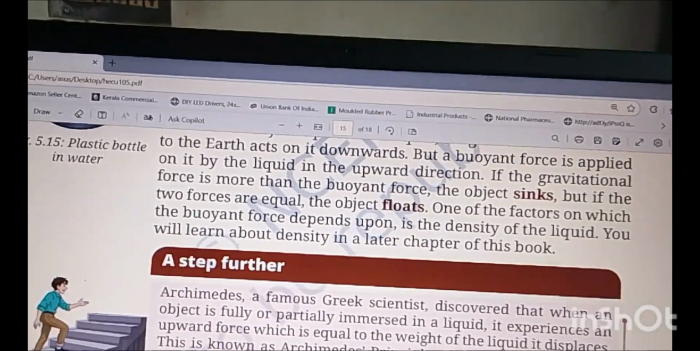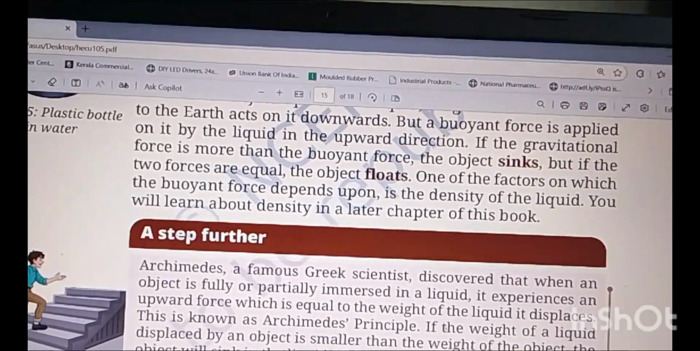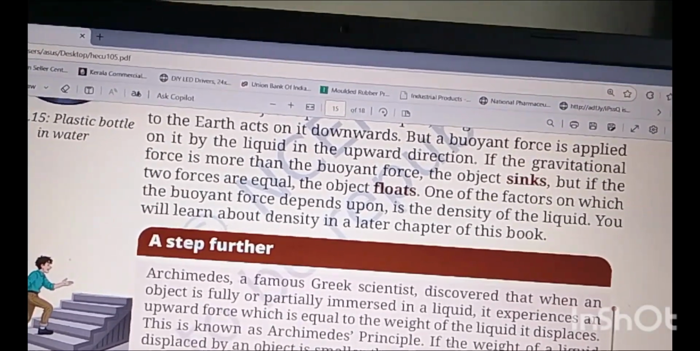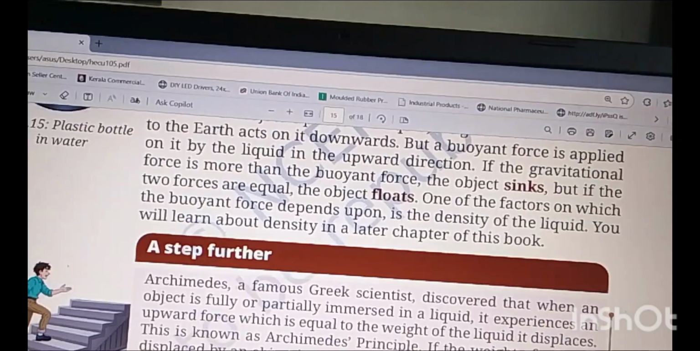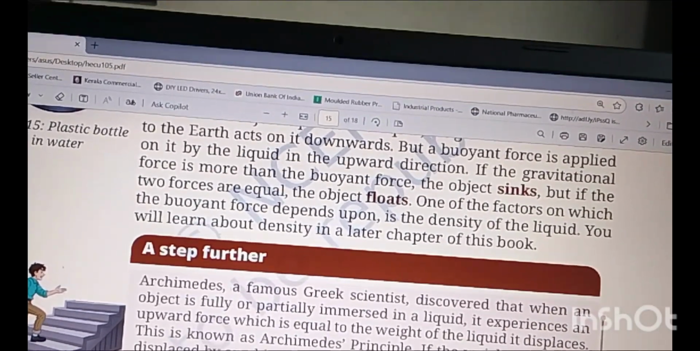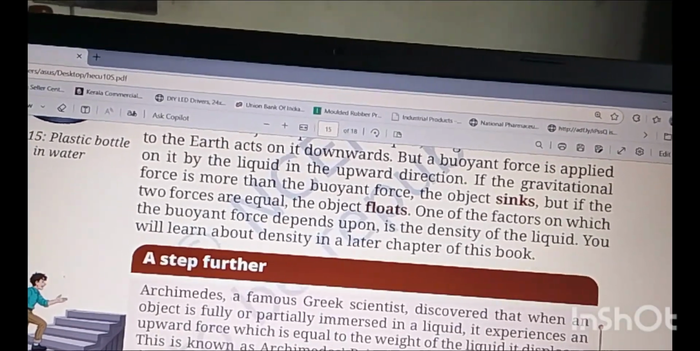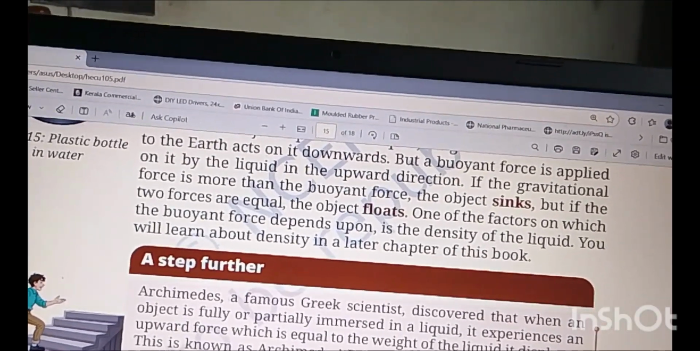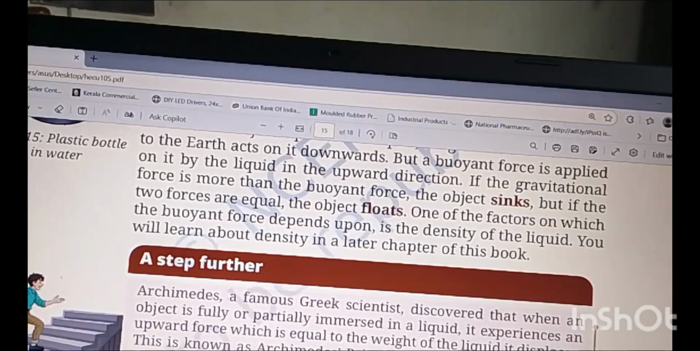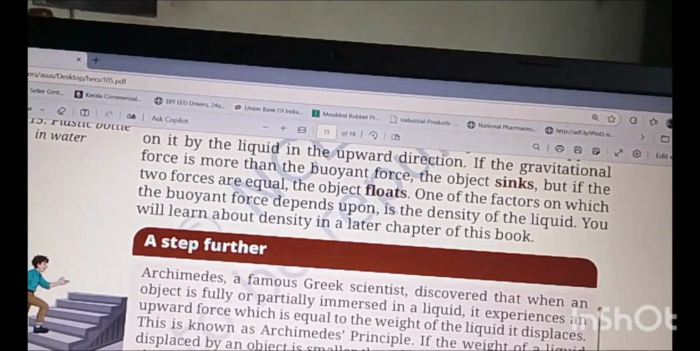And there is another important thing, that is Archimedes' principle. The scientist Archimedes found out that if the weight of the liquid displaced by an object is smaller than the weight of the object, the object will sink in the liquid. If the weight of the liquid displaced is equal to the weight of the object, it will float in the liquid.